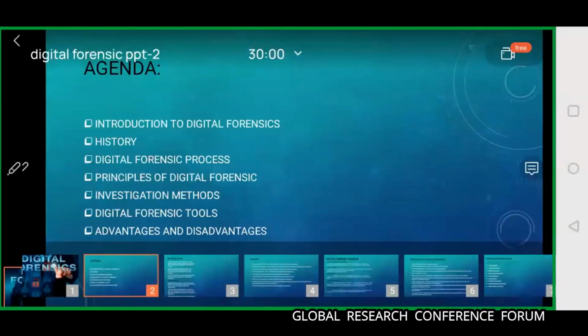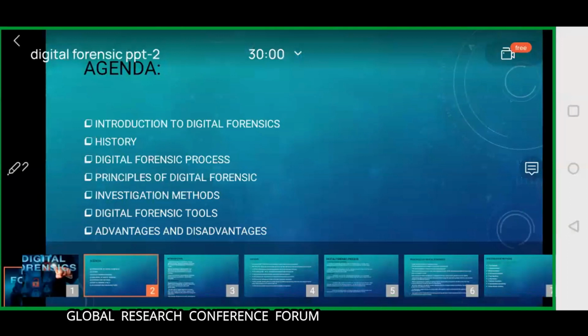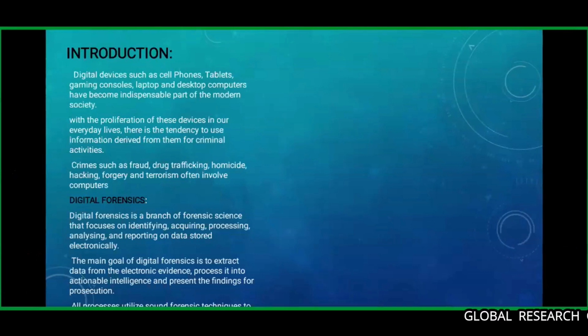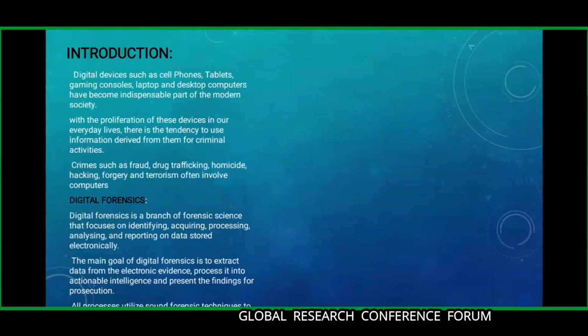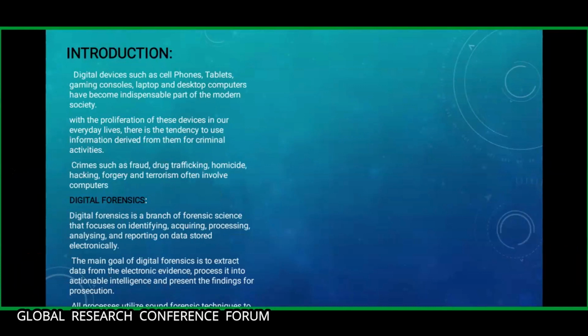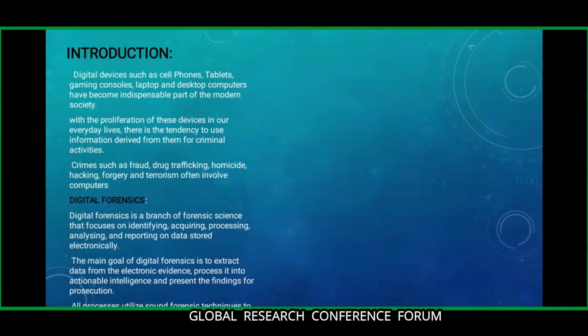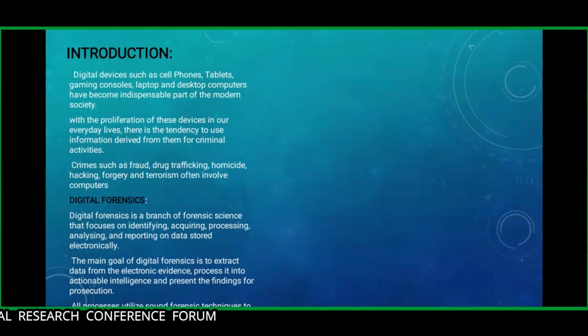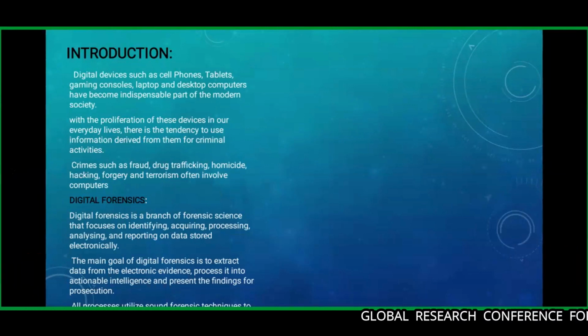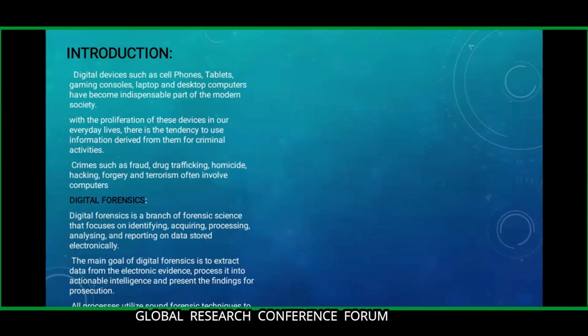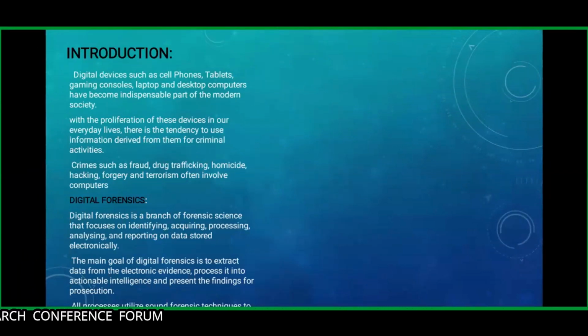Introduction. Digital devices such as cell phones, tablets, gaming consoles, laptops, and desktop computers have become an indispensable part of modern society. Crimes such as fraud, trafficking, homicide, hacking, forgery, and terrorism often involve these computers. So, digital forensics. Basically, digital forensics is the process of storing, analyzing, retrieving, and preserving electronic data that may be useful in an investigation. It is a technique used to find crimes technically.